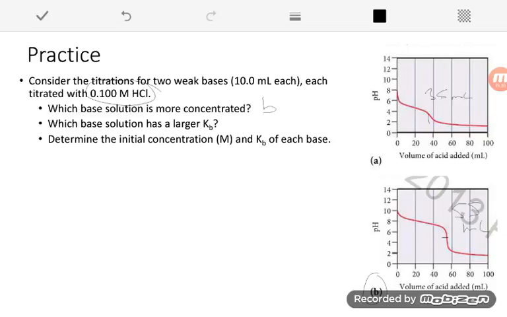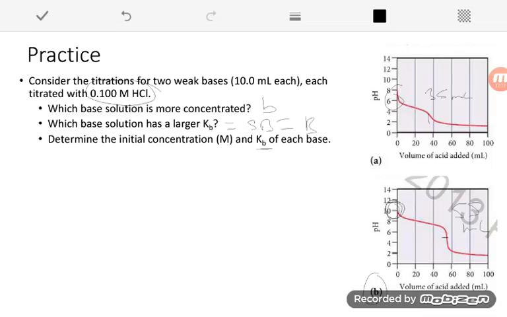All right, second question, which solution has a larger Kb? Now we're going to be able to answer that by calculating the Kb, but we actually should be able to answer it without doing any math. And that's because a larger Kb really means which one's a stronger base. If we look at my starting pH, this one was maybe around 8. This one was around 10. So since this one has the larger starting pH, it must be the stronger base, and therefore it's going to have the larger Kb.